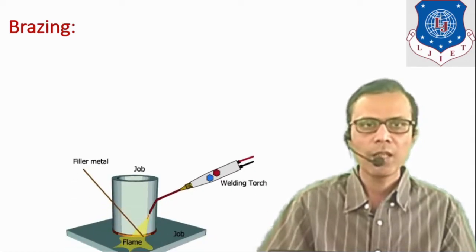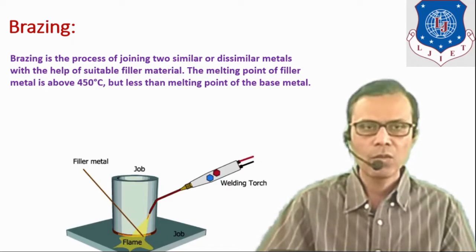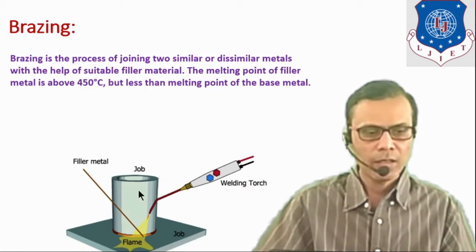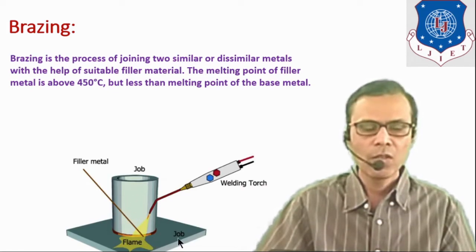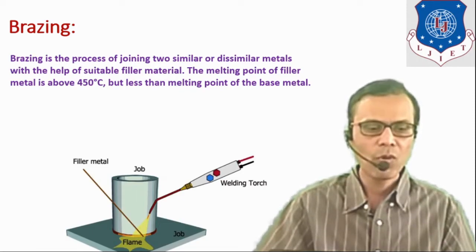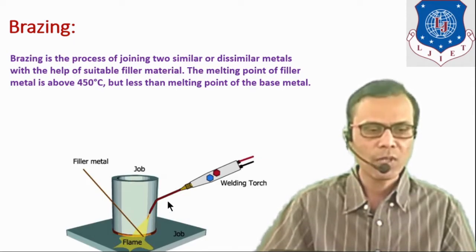It is the process in which we are using filler metal, but this filler metal has a melting point above 450 degrees Celsius. Brazing can also be used to join two similar or dissimilar metals. In this diagram, two components are shown, the first component and the second component. These two components can be made from similar metal, or from dissimilar metal also, but we want to join these two components. So it is the basic setup for the brazing process.